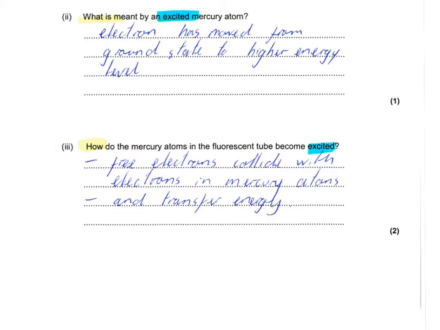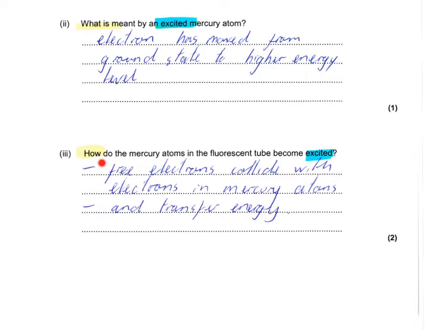How do mercury atoms in the fluorescent tube become excited? So how does excitation happen? Could happen by absorbing a photon, but that's not relevant here. It's collision with free electrons. So we've got to have the idea here that we've got free electrons which are doing conduction, so they're moving through the gas. They're going to collide with electrons in the mercury atom, and for the excitation to take place, obviously we need an energy transfer from one to the other.